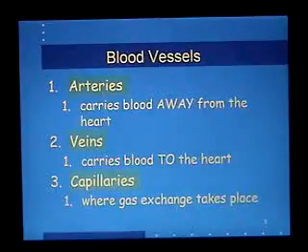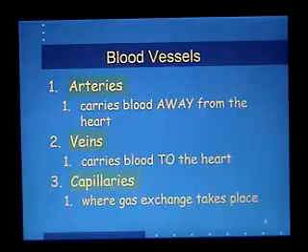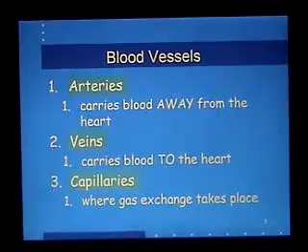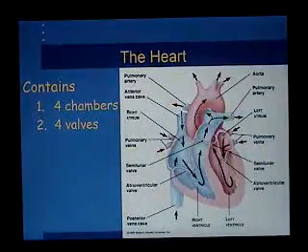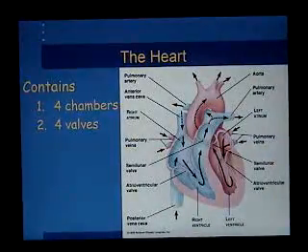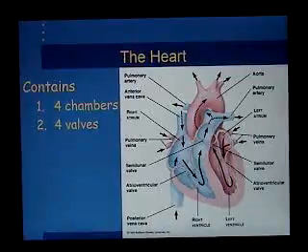They're very, very small blood vessels, and they're working on a cellular level, and it's through the capillaries that blood is crossing to get into your cells. So they're very, very small blood vessels, and that's where the gas exchange is occurring between your blood and your cells. So the heart contains 4 chambers, and it contains 4 valves.